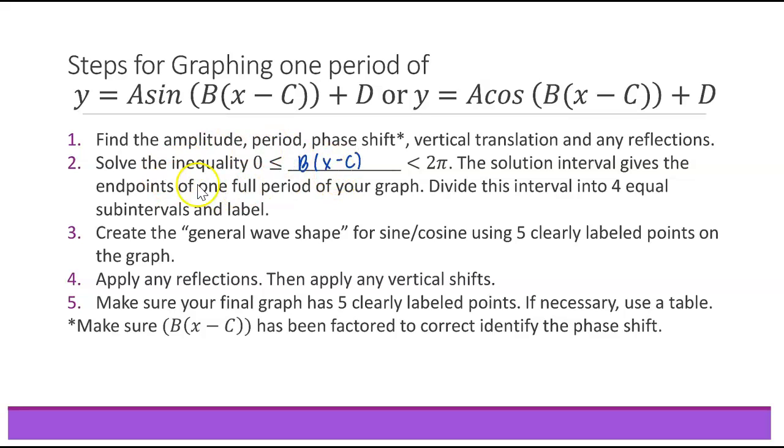But I found that it's easier to solve this inequality, recognize that the solutions are the endpoints of one complete interval, and just divide up this interval. Then we create that general wave shape for sine or cosine using 5 clearly labeled points. We apply reflections, we apply vertical shifts, and we want to make sure our graph has 5 clearly labeled points. So if necessary, use a table to clearly indicate those 5 points, the x and y values.